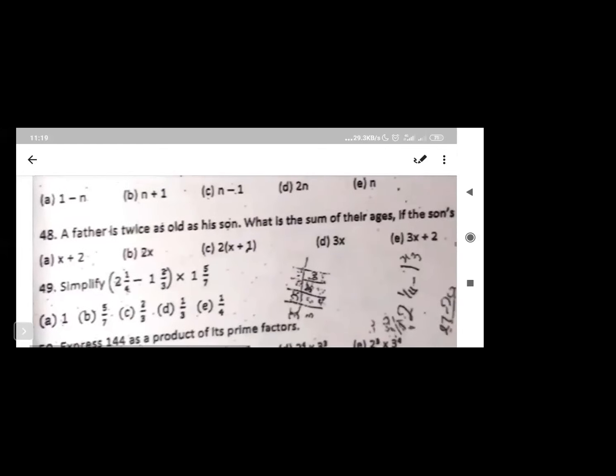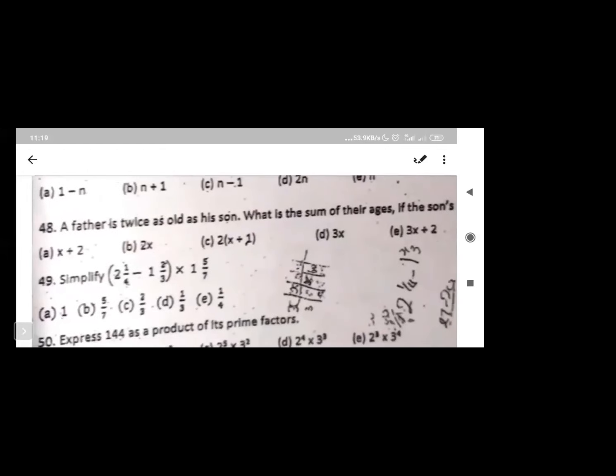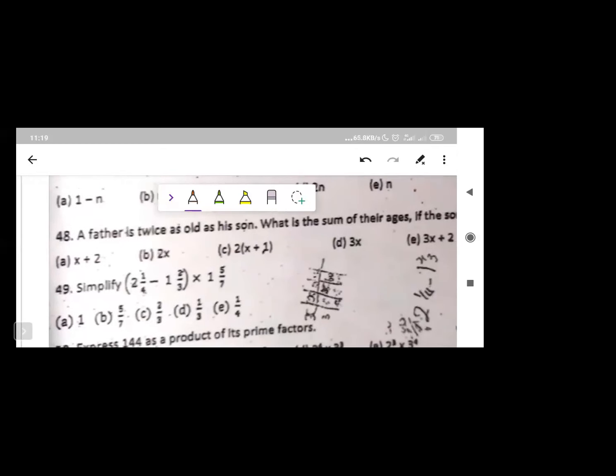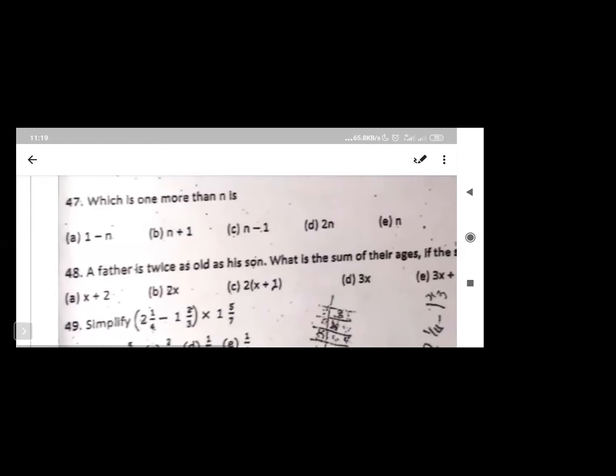Now, the next one: a father is twice as old as his son. Now, they are giving us the son's age, so you just have to write it down that the son's age is x. Son is x. We need the age of the father, and they have said that the father is twice as old as his son.